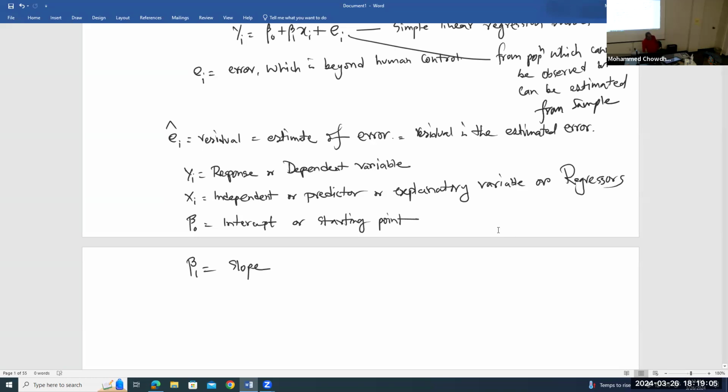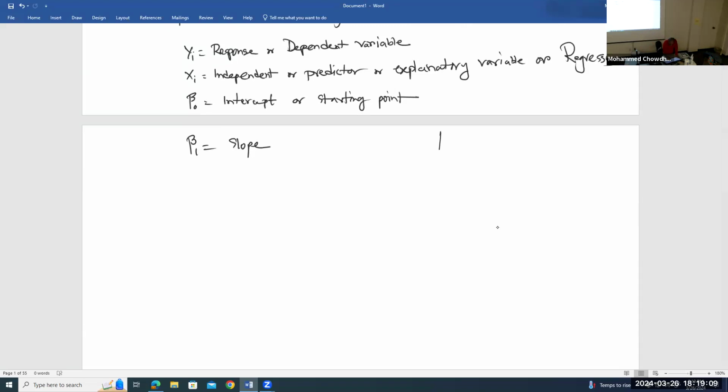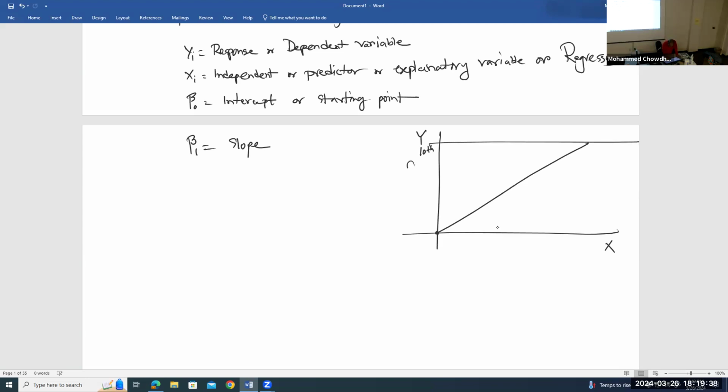Now let me explain these things. Here I want to put X, and here I want to put Y. My starting point could be the origin in here. My target is to reach there, suppose the 10th floor. I could reach there from different starting points. This is my starting point. So this is the beta zero.